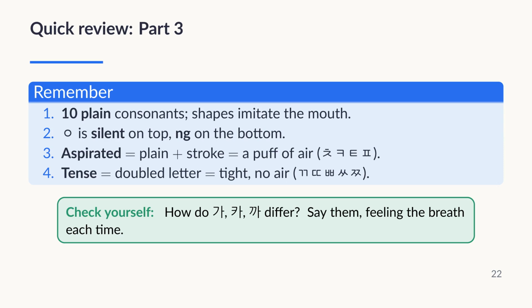They are ch, k, t, and p. Fourth, the tense consonants are formed by doubling a plain letter, and they are pronounced tight and clipped with no puff of air. They are kk, tt, pp, ss, and jj.